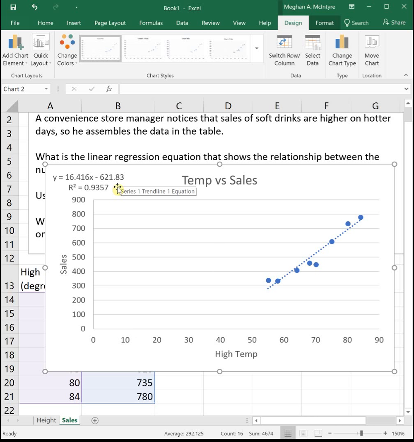So let's just take a second and talk about this r squared value. So r squared is a measure of how well the line fits the data. The closer r squared is to 1, the better the fit. So in this case, since our r squared is 0.935, that's pretty good. And you can see that the line goes through and is really close to most of the data. So we would say this is a pretty good regression.